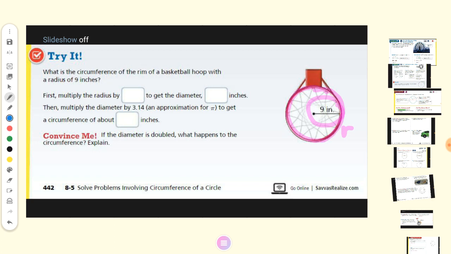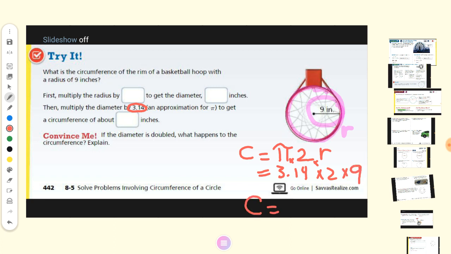So C equals, in terms of R, C equals pi times 2 times R. Actually, the relation is multiplication, by the way, so don't forget it. He told me to use pi equal 3.14. So it's 3.14 multiplied by 2 multiplied by R, which is 9. After we do the multiplication, C equals 56.52 feet, or inch, sorry. Okay, that's it.